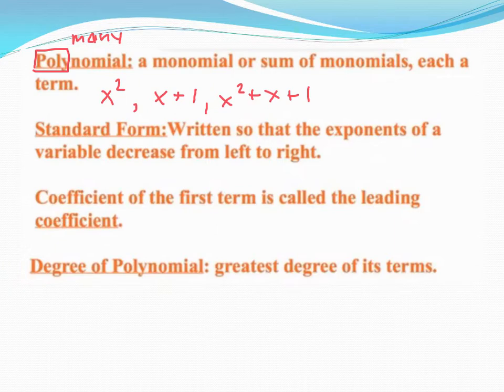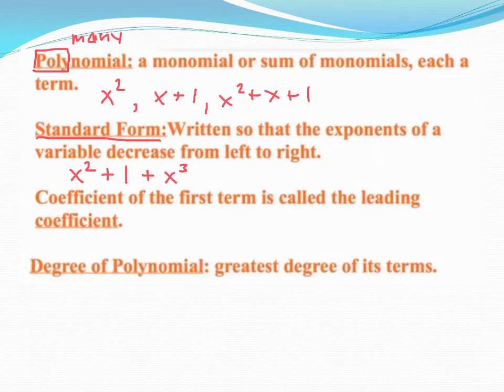All right, now when we get more than one monomial, we're also going to talk about what is the standard form of a polynomial. So let's say I take, for example, these 3 monomials: x squared plus 1 plus x to the 3rd power. Let's say I take these 3 monomials and add them together to form a polynomial.